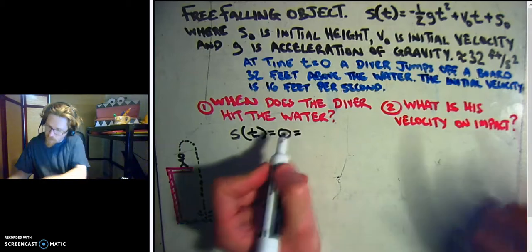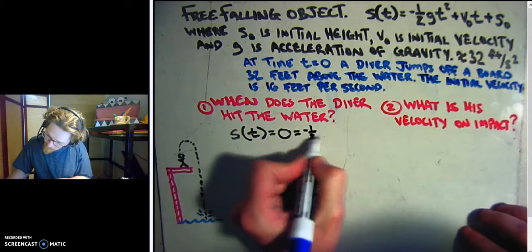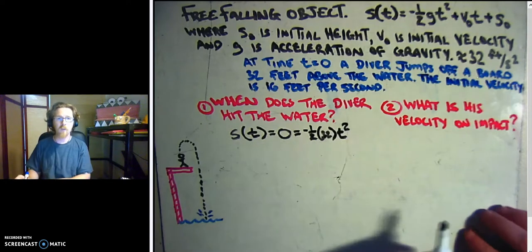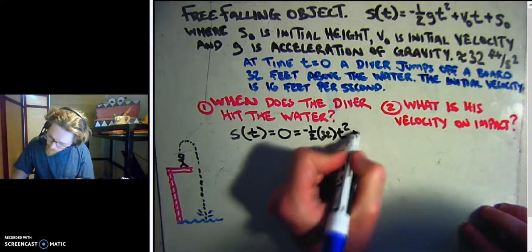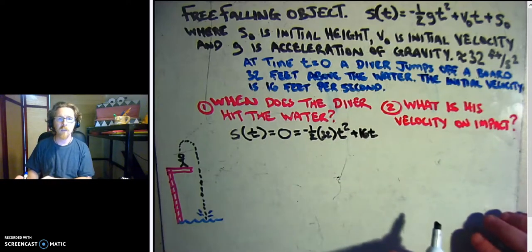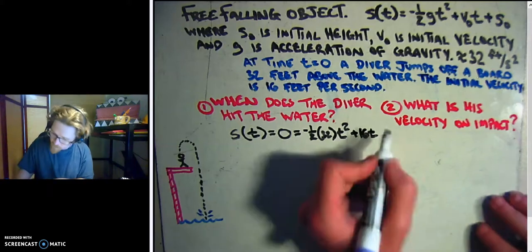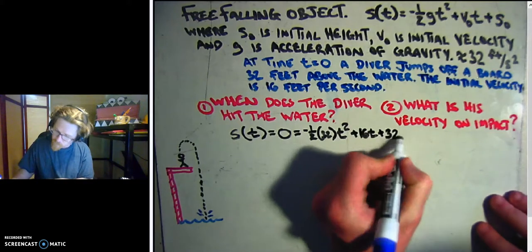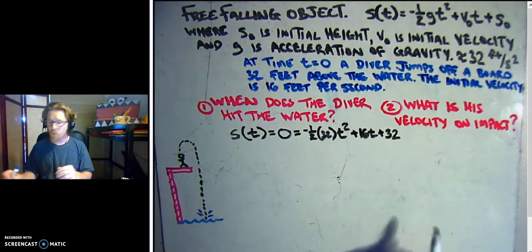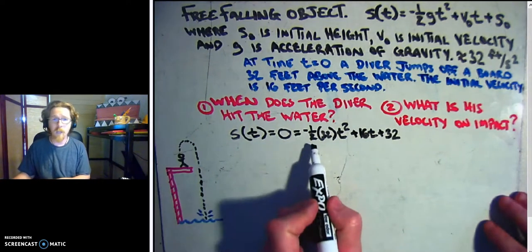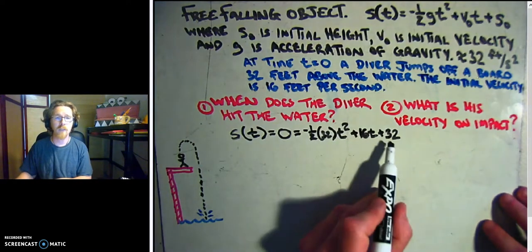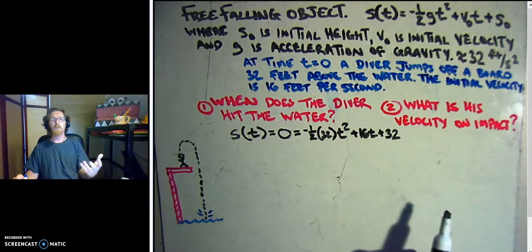Now we're going to use the given equation, negative 1/2. We said gravity was 32, and we don't know what t is, so that's our variable t squared. We're also told that 16 feet per second was our initial velocity. So I'm going to use 16 for that v sub 0. And this diver is 32 feet in the air. So I'm going to put S sub 0 as 32. So I have my equation, negative 1/2 times 32 t squared plus 16t plus 32. Now I'm going to solve this for 0.